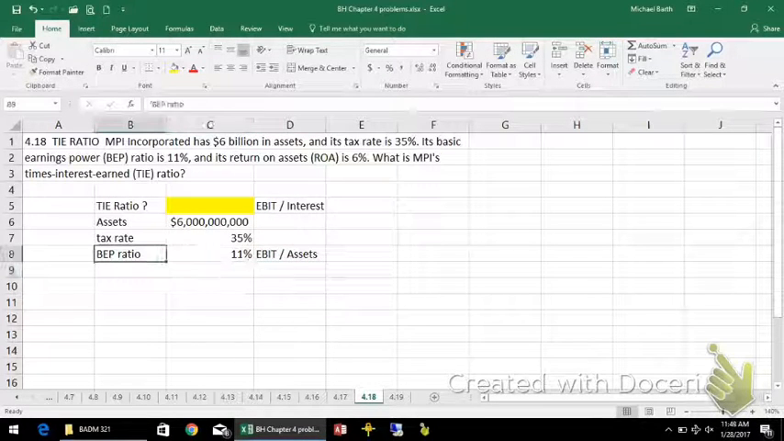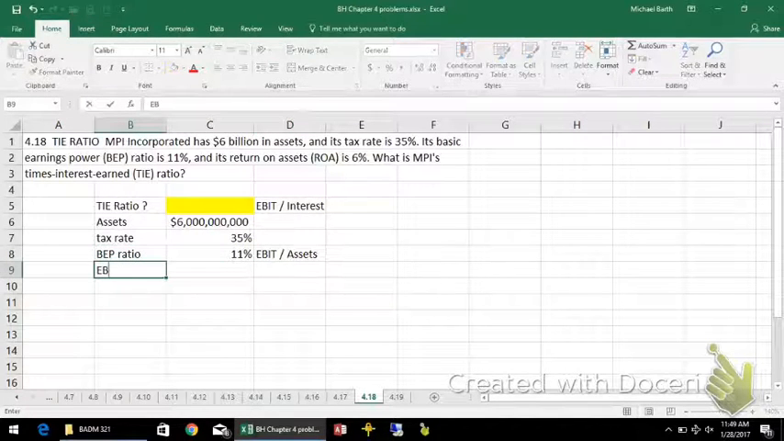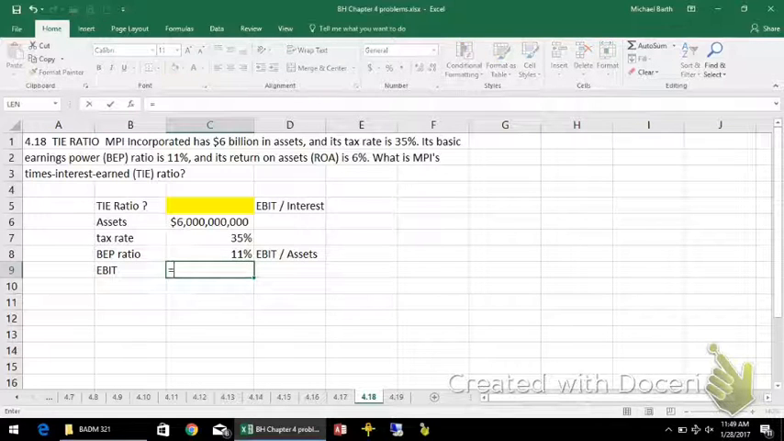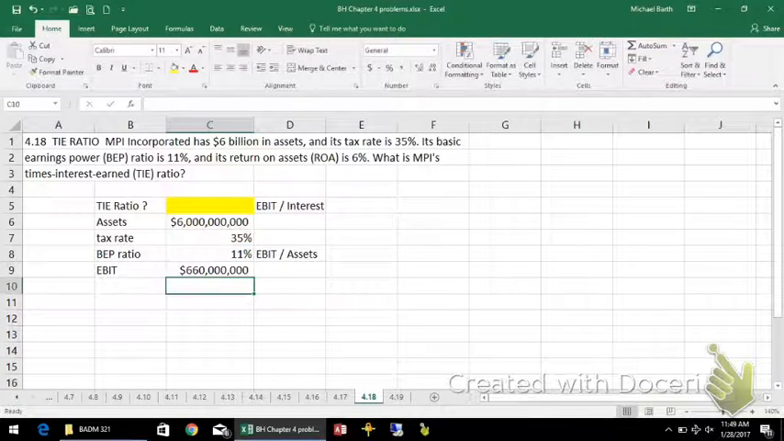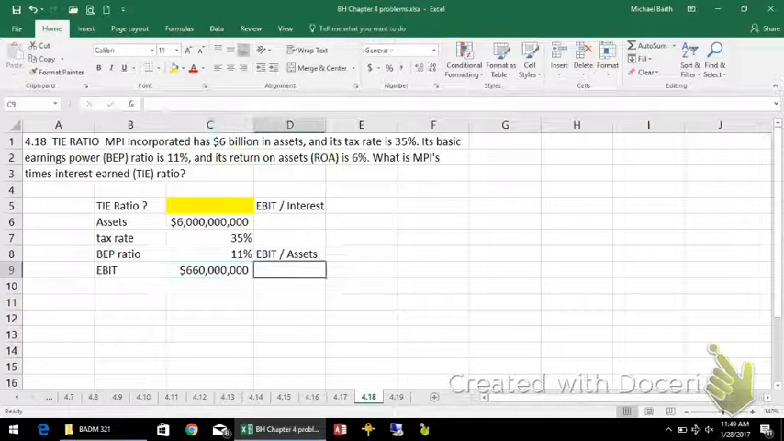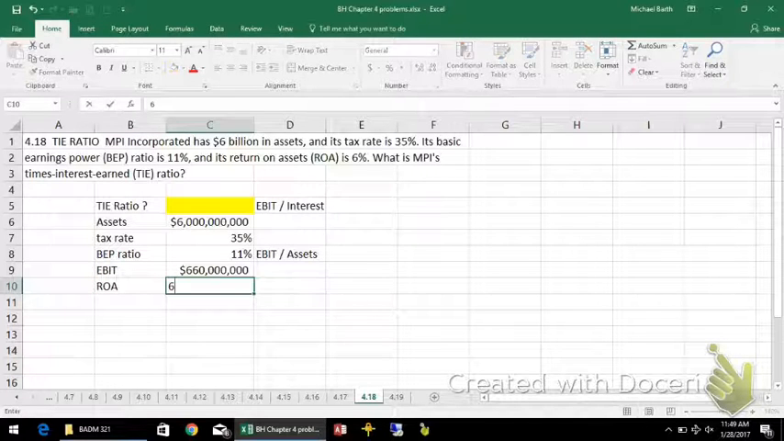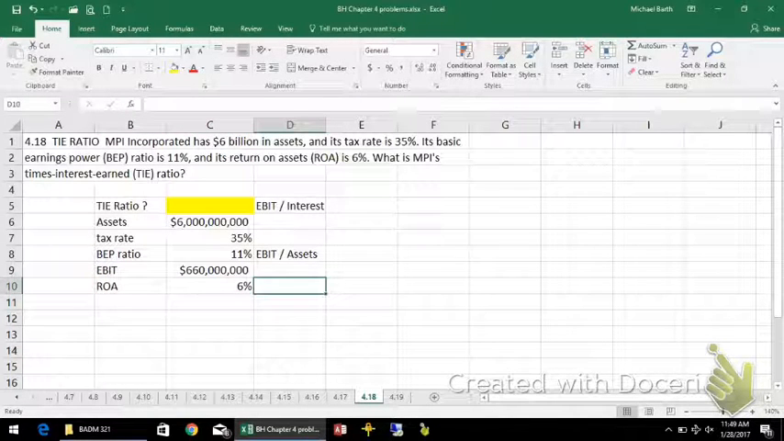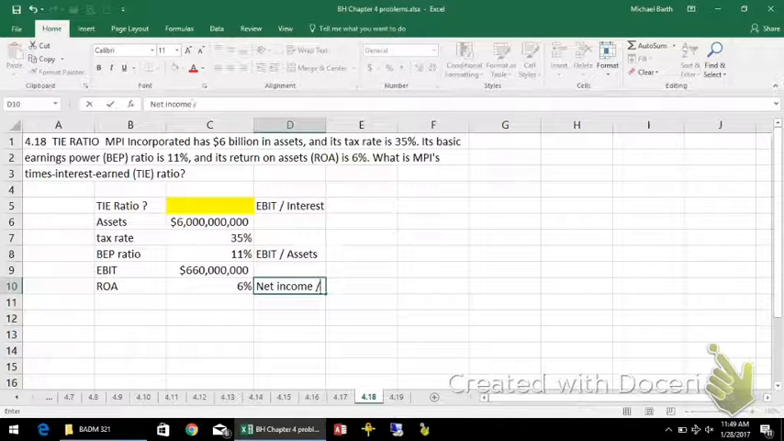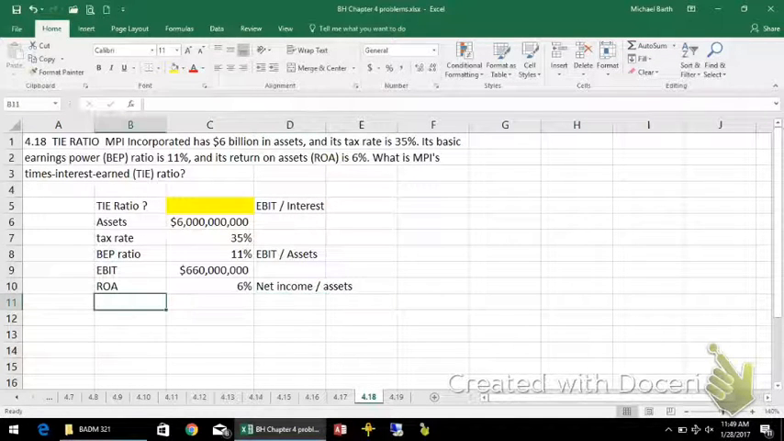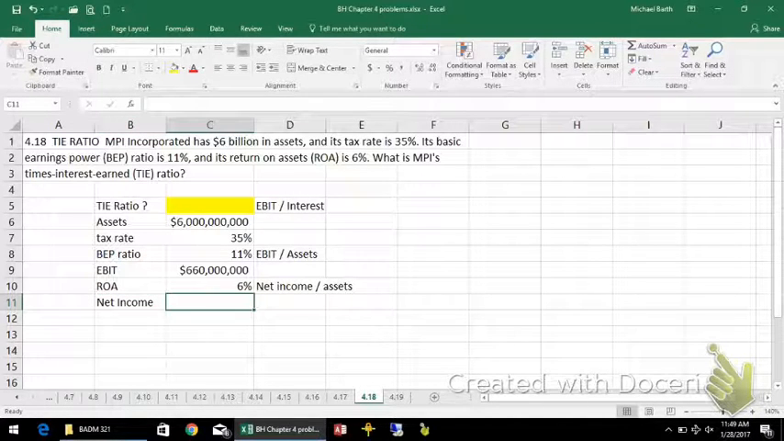So if the BEP ratio is 11%, it means earnings before interest and taxes is 11% of assets. I know assets are $6 billion, so 11% of $6 billion is $660 million. The return on assets is 6%, and the return on assets is net income over assets. So I can solve for net income. I know it's 6% of total assets.